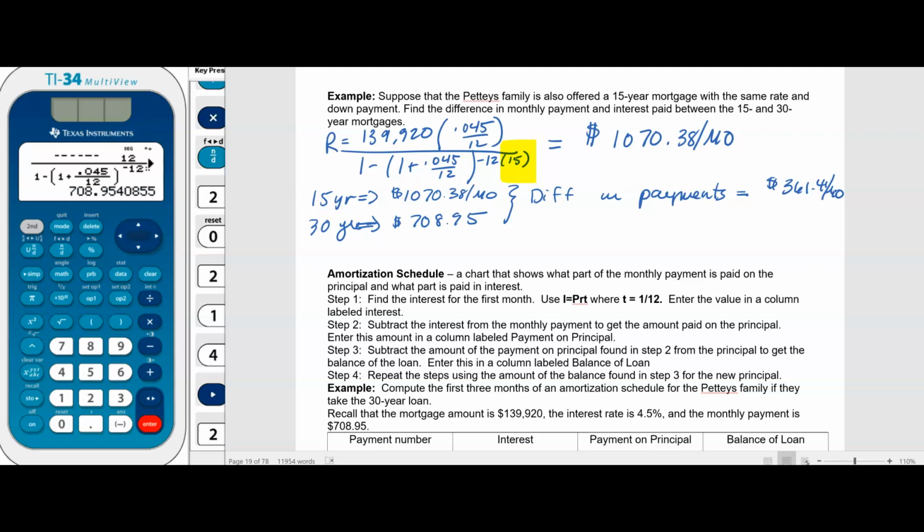So let's figure out the totals for both. So for the 15-year total, we're going to take the monthly payment, $1,070.38, times 12 months in a year times 15 years. And if we multiply that all out, we get $192,668.40.